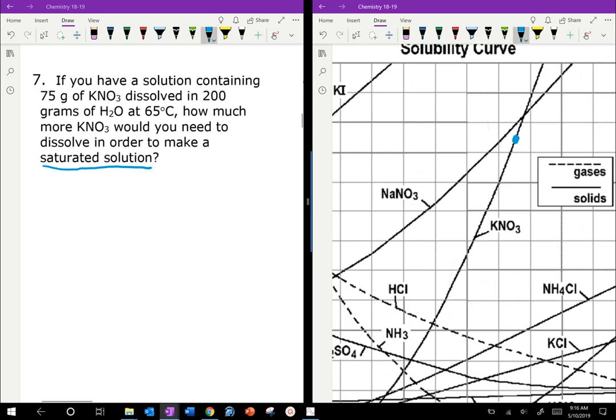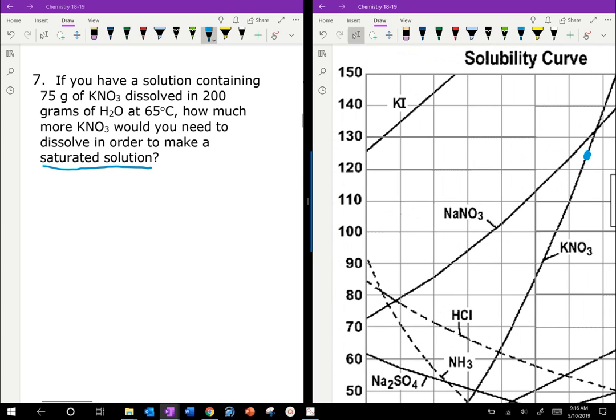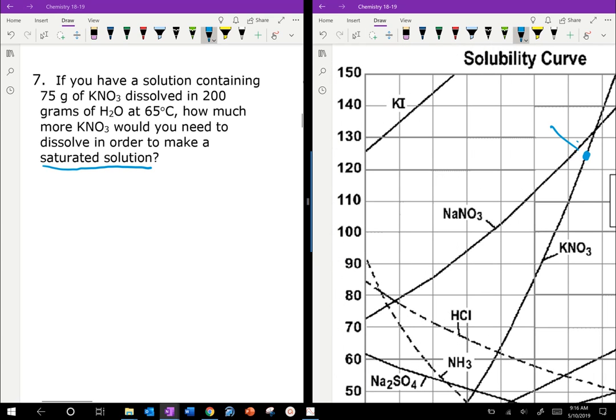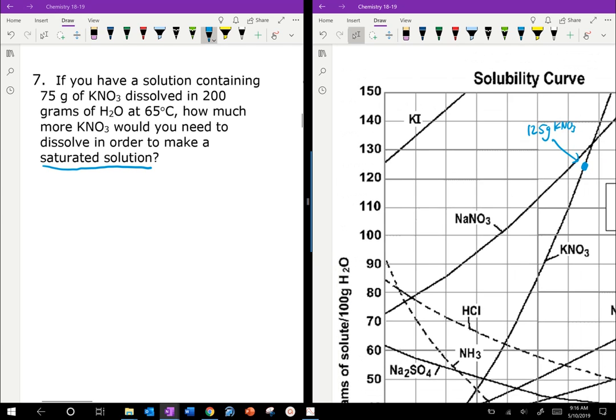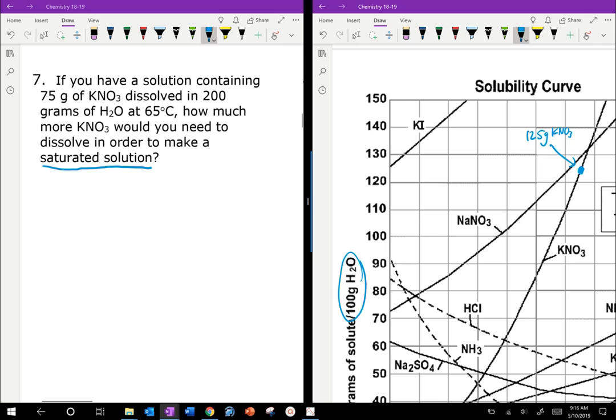Okay. So I'm going to say that's about 125 grams of KNO3 in 100 grams of water. So just kind of make myself a note here of that.